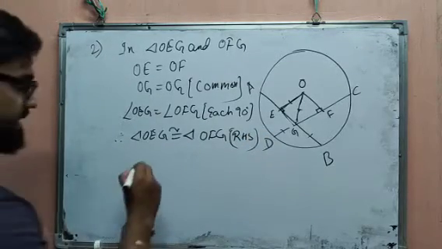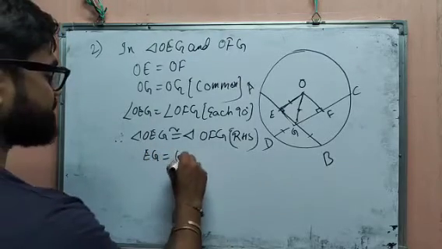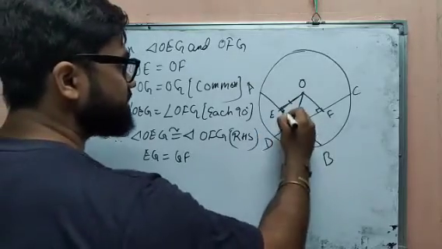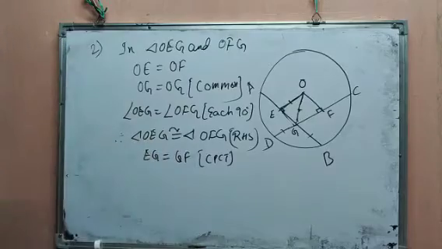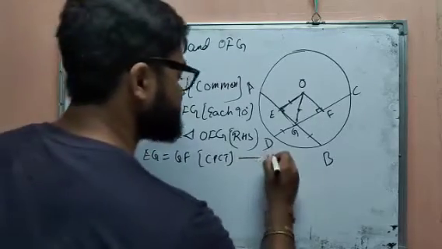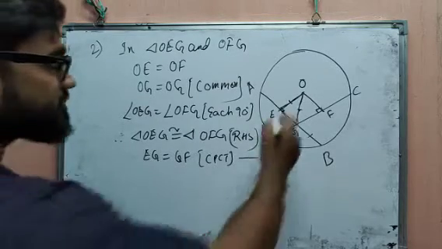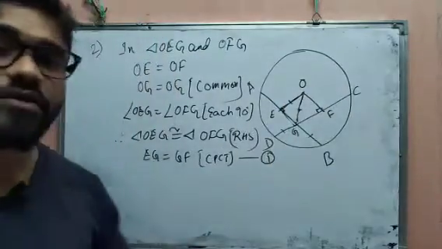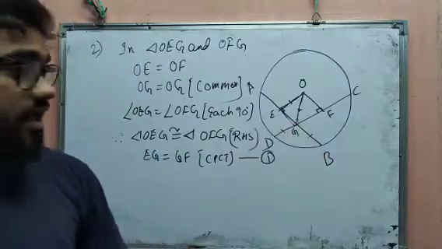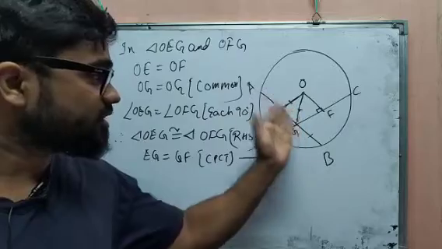So you can write EG equal to FG by CPCT, by the condition of CPCT. This is equation number 1. Secondly, the perpendicular from the center to the chord bisects the chord. OE and OF are the perpendiculars from the center to the chords. So by the theorem you have learned, these two perpendiculars will bisect the chords.